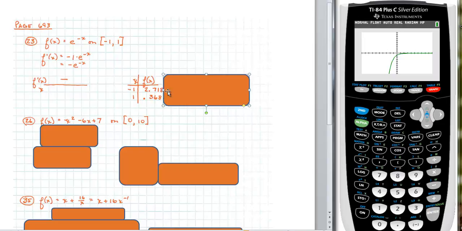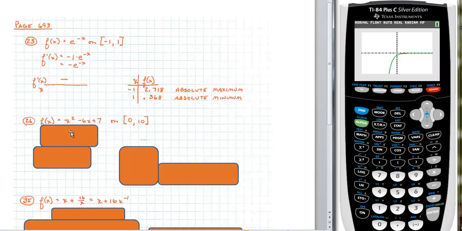So for this particular problem, this is my largest y value, that 2.718 at that x, and this is the smallest y value. So what I would indicate on my paper is that this is my absolute max, and this is my absolute min. And remember, that's referring to my y values.